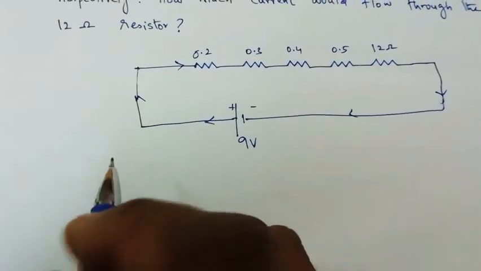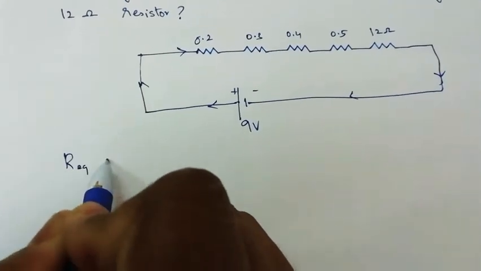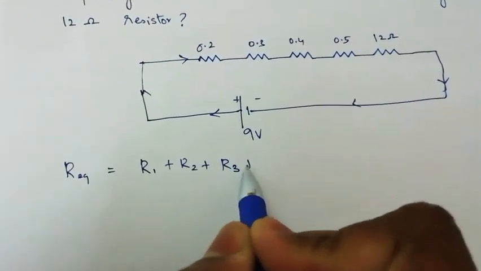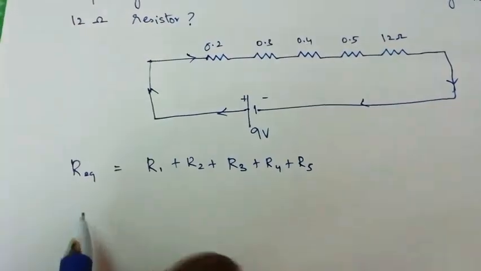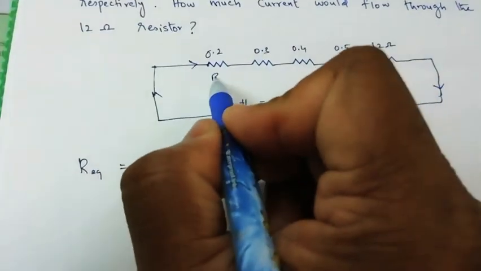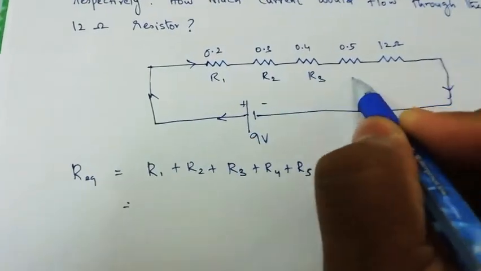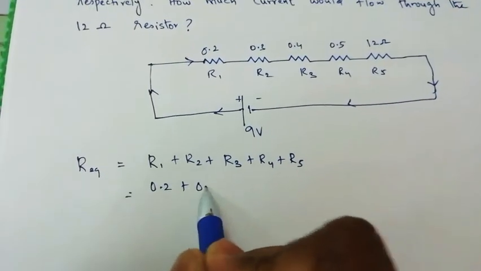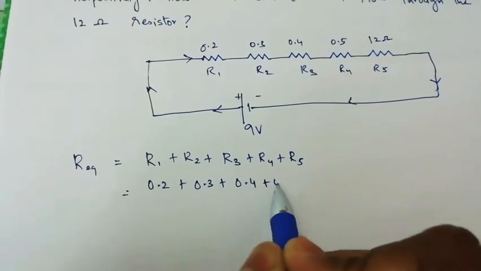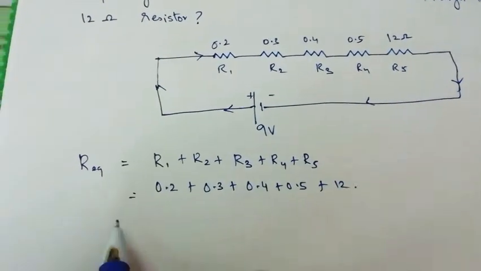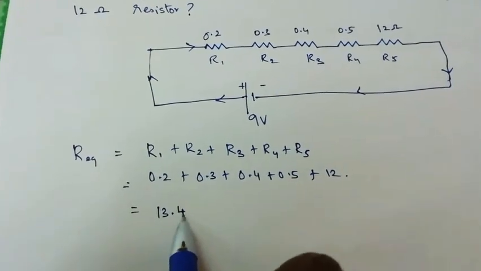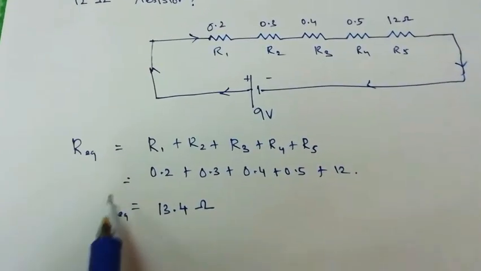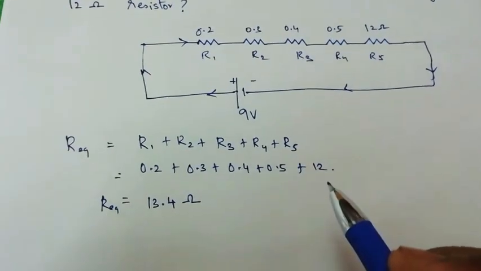Because this is a series combination, I can write R equivalent, in other words series, as R1 plus R2 plus R3 plus R4 plus R5. So we can substitute all these things. This is R1, R2, R3, R4 and R5. So we can write 0.2 plus 0.3 plus 0.4 plus 0.5 plus 12 ohms. So we get 13.4 ohms, and this is the complete equivalent resistance for the complete circuit.